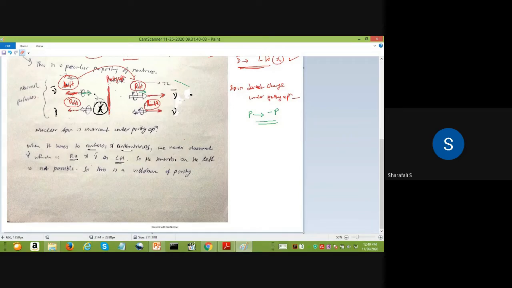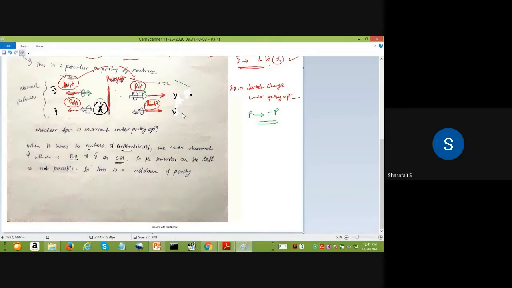If you have a left-handed particle and do parity operation, you will get a right-handed particle of the same type. And if you have a right-handed particle and do parity operation, you will get a left-handed particle. So the particle will not change, but its handedness will change, like the motion and spin direction will change. But in this case it is not possible.